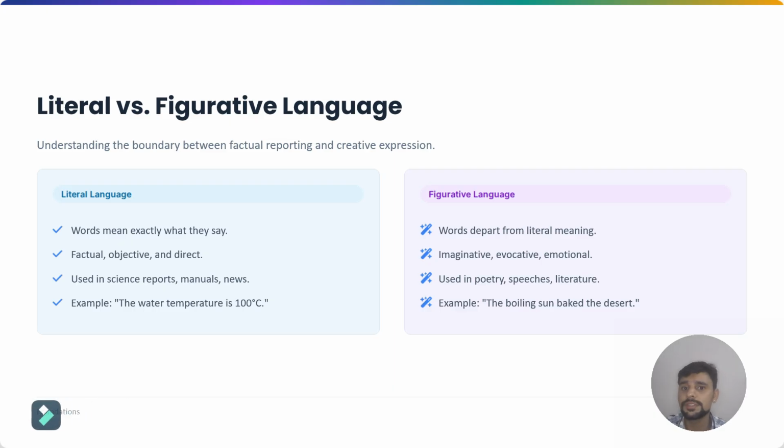Literal language means the words generally mean exactly what they say. For example, the water temperature is 100 degrees Celsius. That's factual. We don't need to interpret hidden imagery. But: the boiling sun baked the desert. The sun isn't literally an oven. The desert isn't literally being placed inside a baking machine. The sentence creates an image of intense heat. So literal language is generally direct and factual, while figurative language creates associations and imagery.